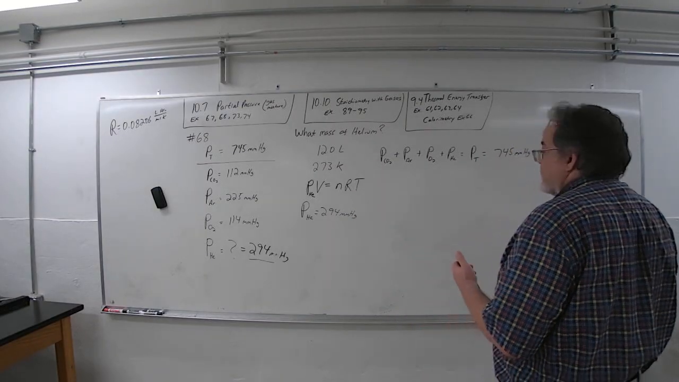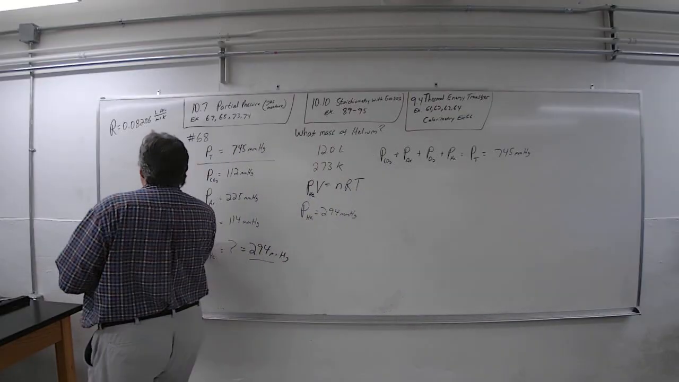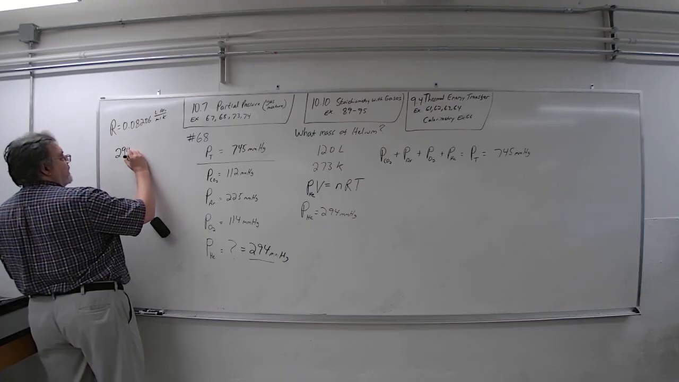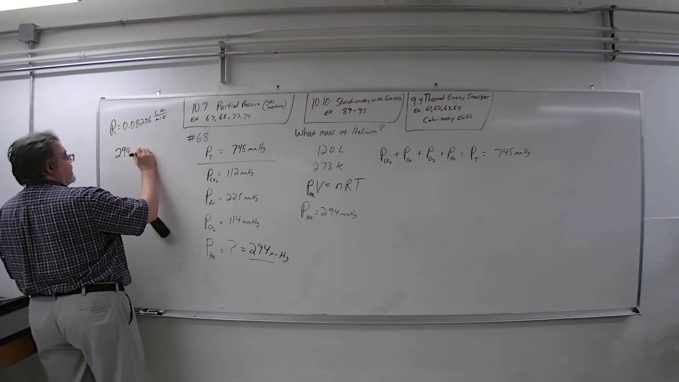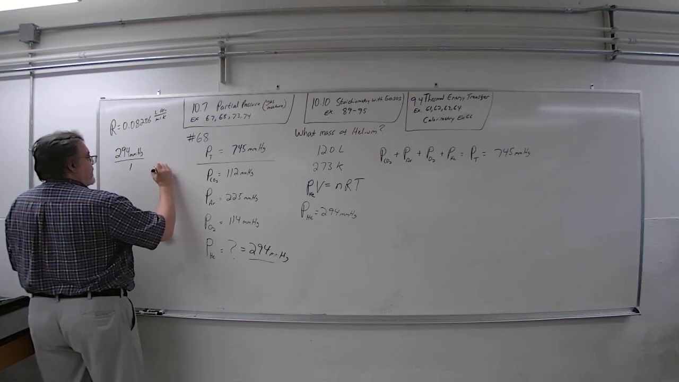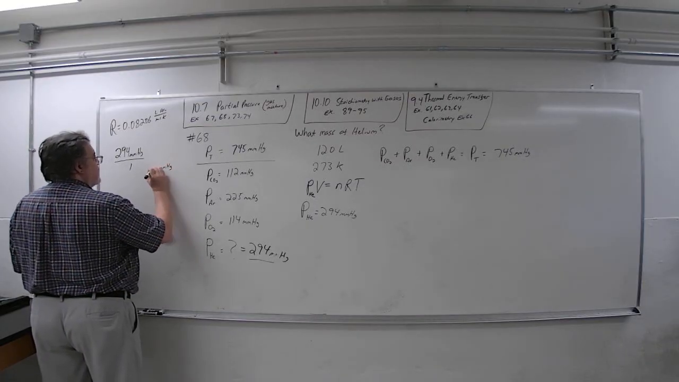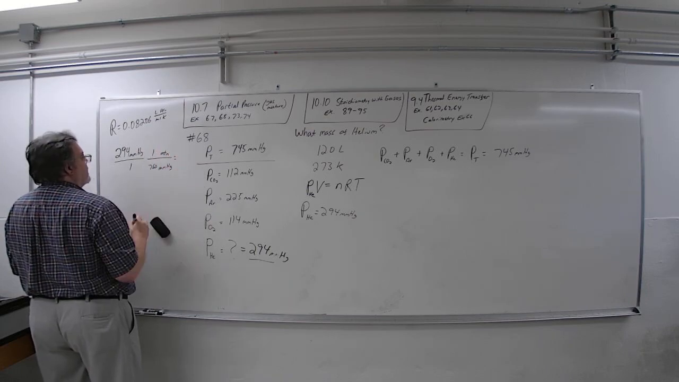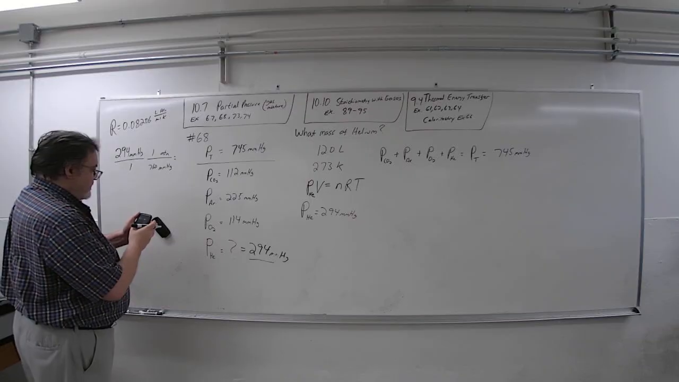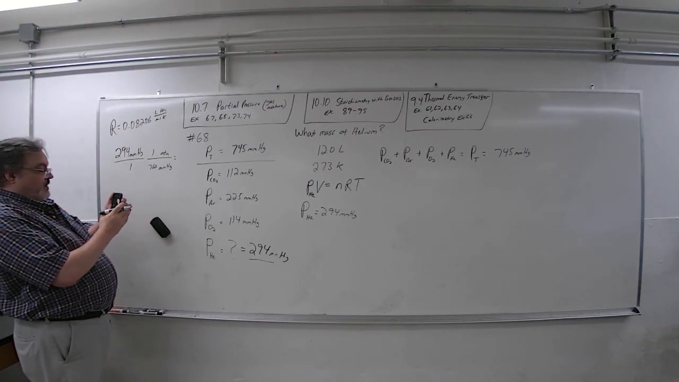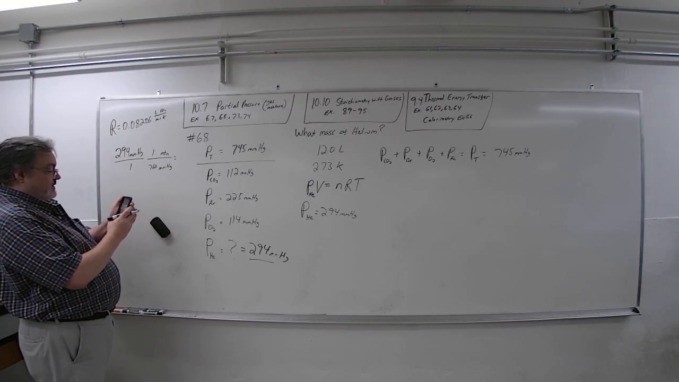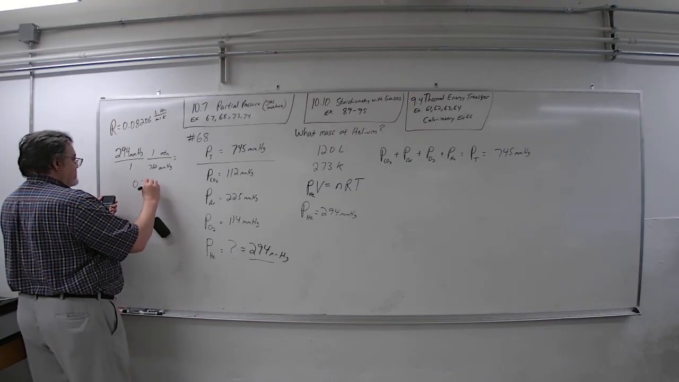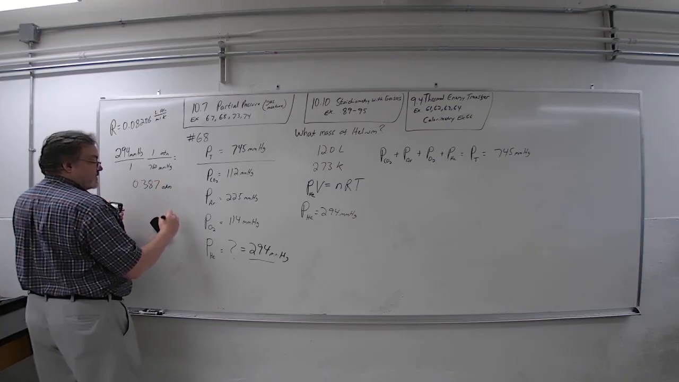Okay, that's good. So first I'm going to go 294 millimeters of mercury, and then 760 to 1 atmosphere, and that'll convert us to atmospheres. So 294 divided by 760, and I get 0.387 atmospheres.